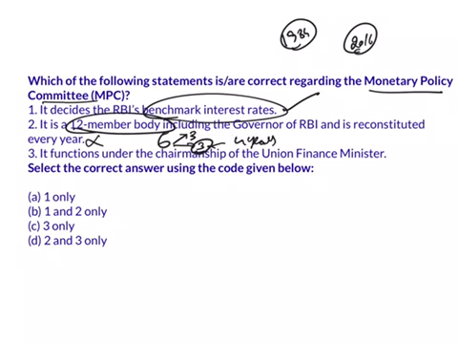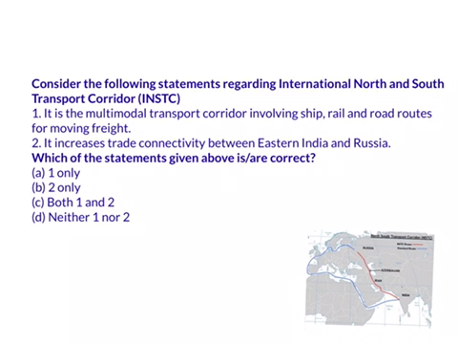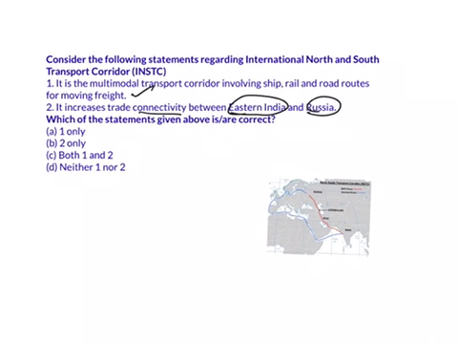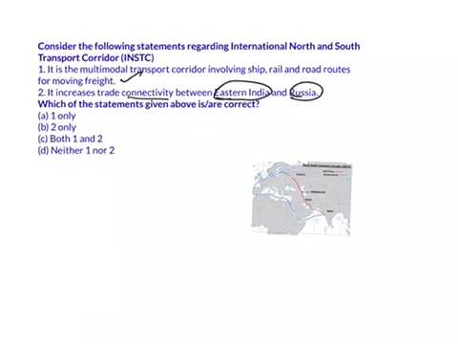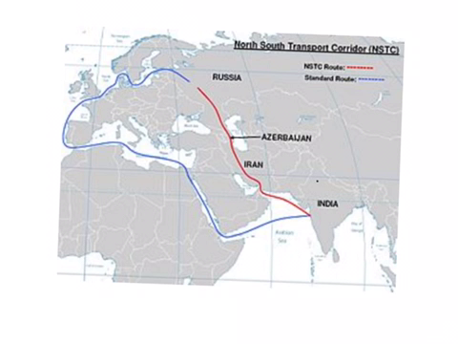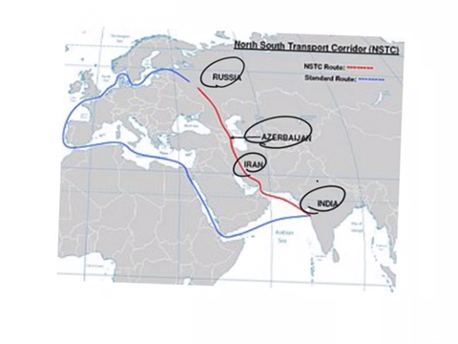The next question is, consider the following statements regarding the International North South Transport Corridor. It is a multimodal transport corridor involving ship, rail and road routes for moving the freight. This statement is correct. The next one is, it increases the trade connectivity between Eastern India and Russia. This project primarily involves moving freight between India, Iran, Azerbaijan and Russia through ship, rail and road. That's why it is a multimodal transport corridor.